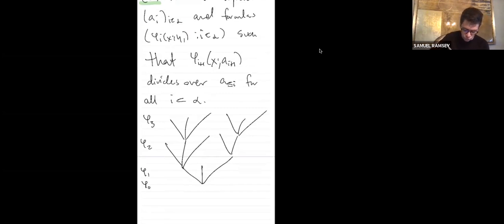So if I move along a path through this tree where I take the parameter at level 0 and plug it into phi_0, I take the parameter at level 1 and plug it into phi_1, I take the parameter at level 2 and plug it into phi_2, so I'm moving along a path, plugging associated parameters into the associated formulas, I get a consistent partial type.